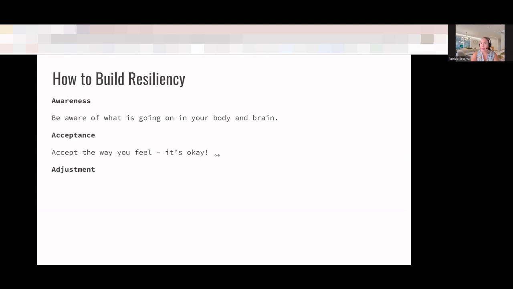The third one is adjustment. So after acceptance comes choice. What adjustments can you make to improve the situation? How can you shift your body, energy, and thinking? What negative self-talk may have contributed to the situation? And what positive beliefs are more helpful and accurate now?